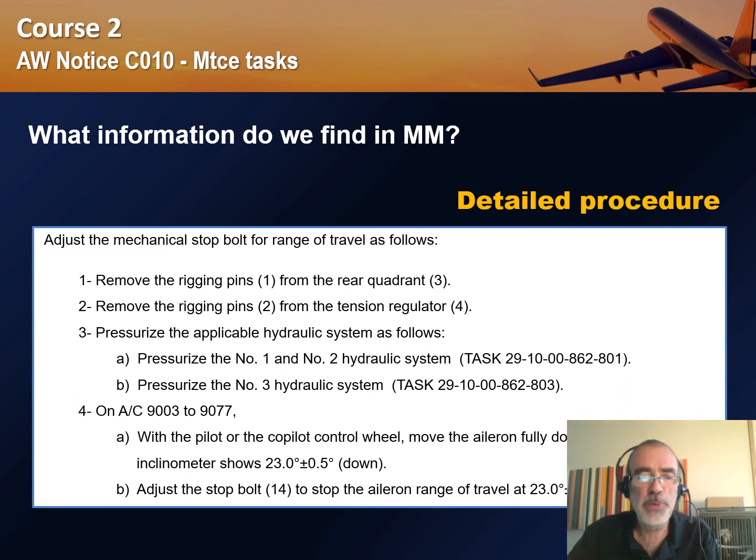Step 1, remove rig pins from the rear quadrant. Remove rig pins from the tension regulator. So this will actually guide you step by step to what needs to be done. Now, step 3, pressurize the applicable hydraulic system as follows. Pressurize number 1 and 2 hydraulic systems. It will send you to a task number, which will describe how to actually energize the system. So this is really a step-by-step guide on how to perform that procedure.